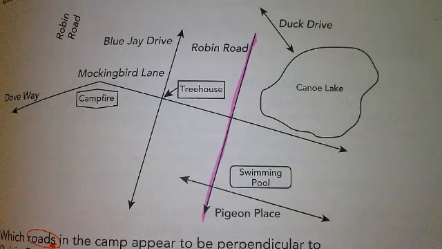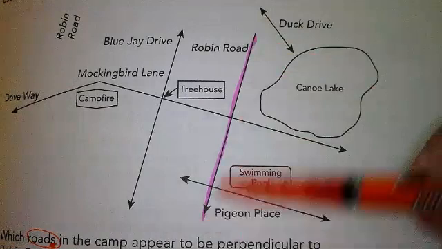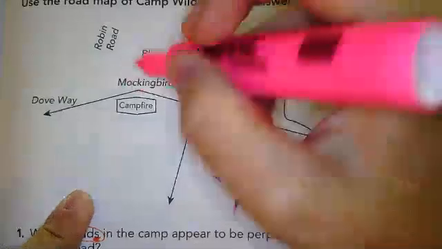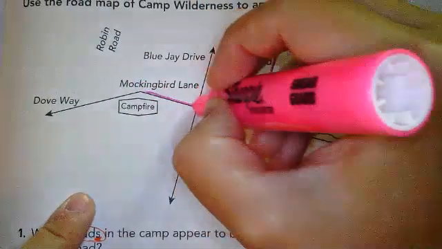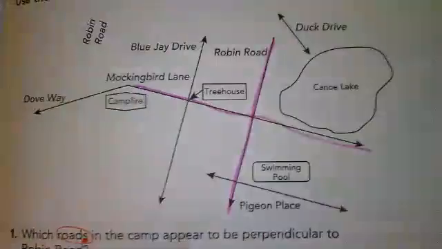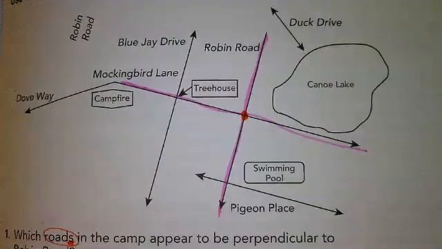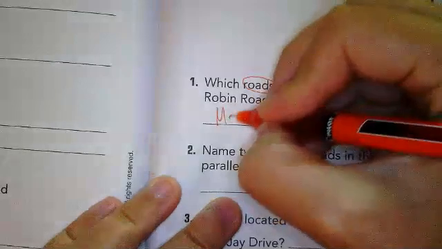So looking at Robin Road, I highlighted it here in pink for you. What intersects with Robin Road to make 4 right angles? Caroline? Okay, Caroline says Mockingbird Lane. If we look here, we have Mockingbird Lane. That goes right here. They intersect right here. Does that look like it makes 4 right angles? Yeah, I would agree. So we're going to write Mockingbird Lane.